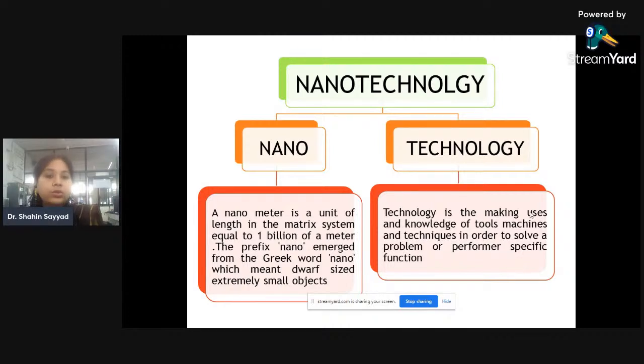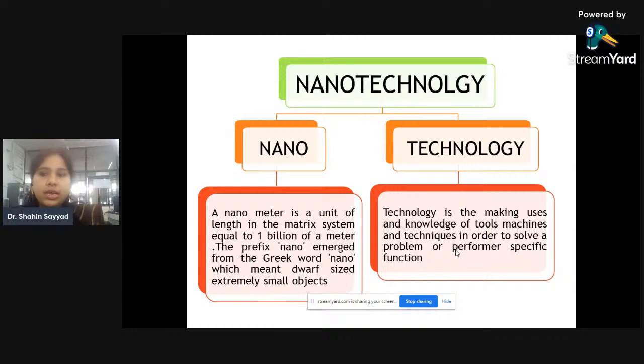Okay, so the word nano has emerged from the Greek word nanos, which means dwarf. Dwarf means an extremely small object. And 1 nanometer is equal to one billionth of a meter. And technology is nothing but making use of knowledge of tools, machines, and techniques in order to solve a problem or perform a specific function.